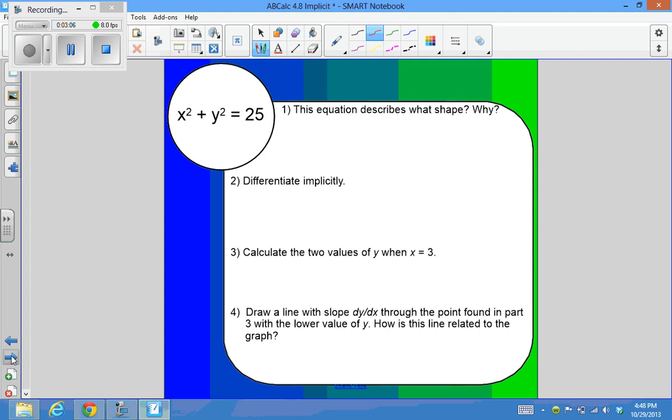x squared plus y squared equals 25. This equation describes what shape? Well, we've already done that. We looked at x squared plus y squared equals 9. This is a circle with radius what? Hopefully you knew 5. Radius of 5. x squared plus y squared equals 25. It is centered at the origin. Why? Because there's not x minus a number or y plus or minus a number. So centered at 0, 0.